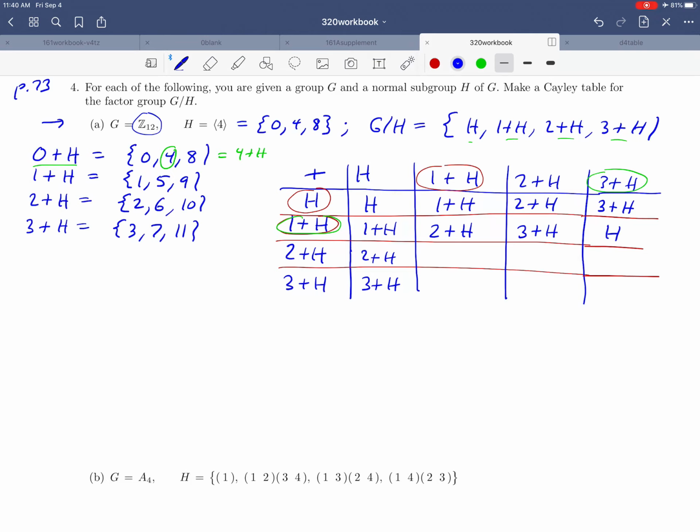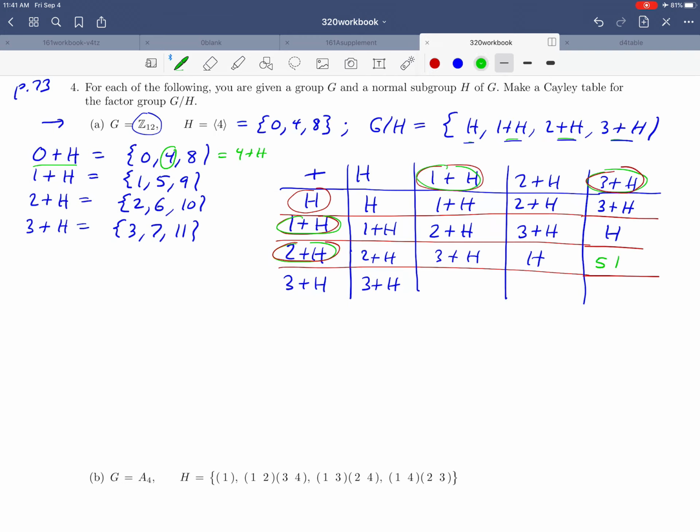That's better notation to be consistent. We want to fill in our Cayley table so that we use exactly these four representations up here. It just makes our Cayley table easier to look at and interpret. Then continuing, what about 2 plus H plus 1 plus H? That's going to give us 3 plus H. Then 2 plus H plus itself is going to give us 4 plus H again, which we already talked about as just H. And then what about 2 plus H plus 3 plus H?